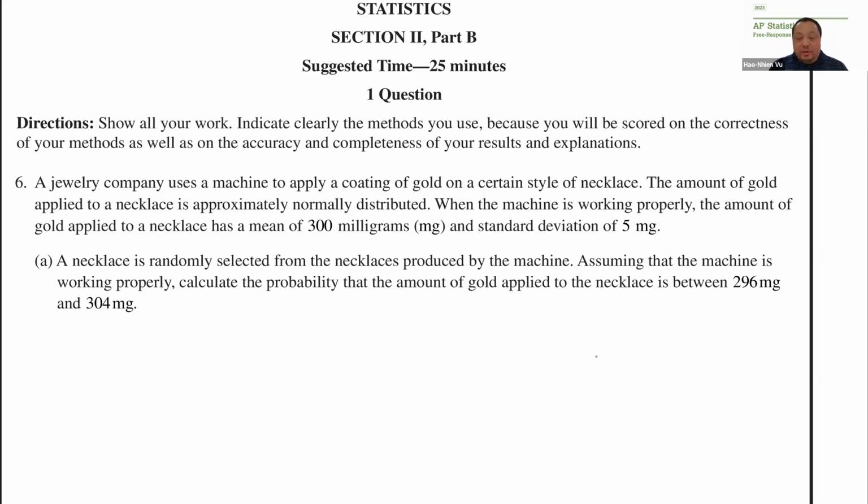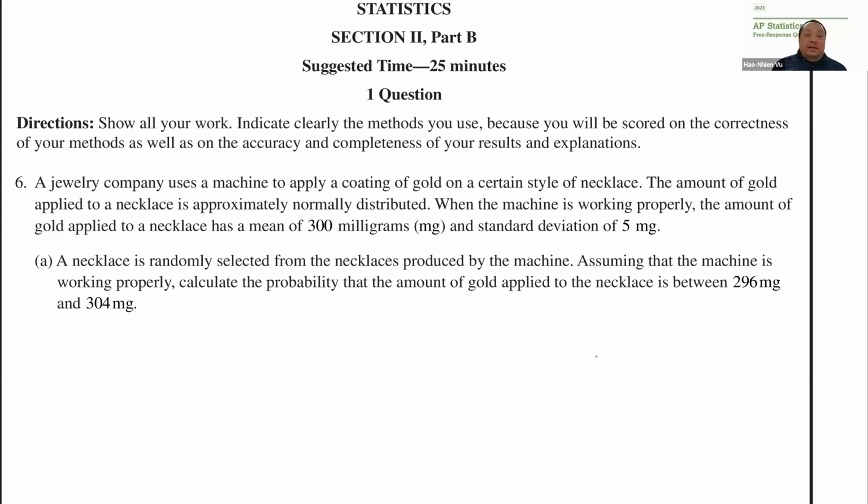Question 6. Question 6 on the AP Stats exam is always what's called an investigative task, where you're led through the steps that allow you to discover some kind of statistics that is outside the typical AP Stats curriculum. A jewelry company uses a machine to apply a coating of gold on a certain style of necklace. The amount of gold applied to a necklace is approximately normally distributed. When the machine is working properly, the amount of gold applied to a necklace has a mean of 300 milligrams and standard deviation of 5 milligrams.